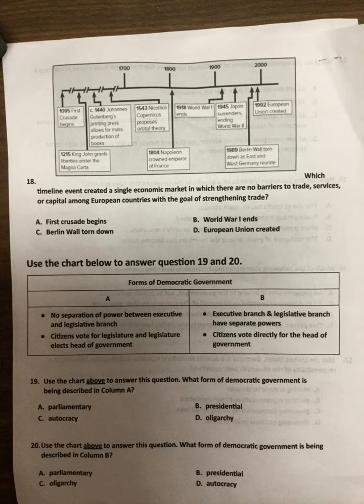For question 20, use the chart above to answer the question. What form of democratic government is being described in column B? Column B states, executive branch and legislative branch have separate powers. Citizens vote directly for the head of government. Is it A, parliamentary, B, presidential, C, oligarchy, or D, autocracy?